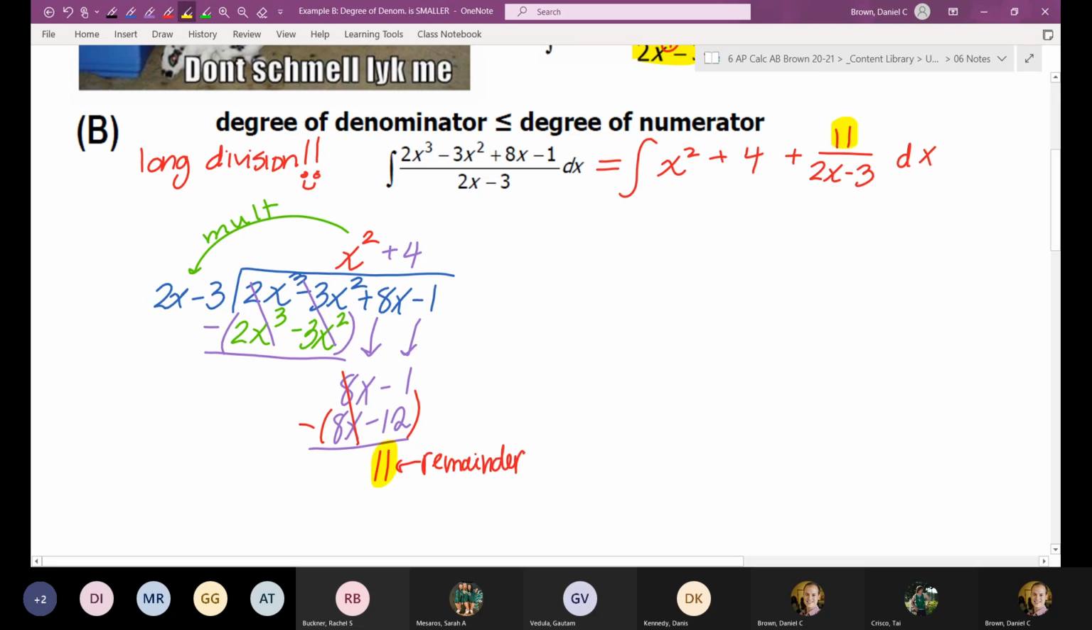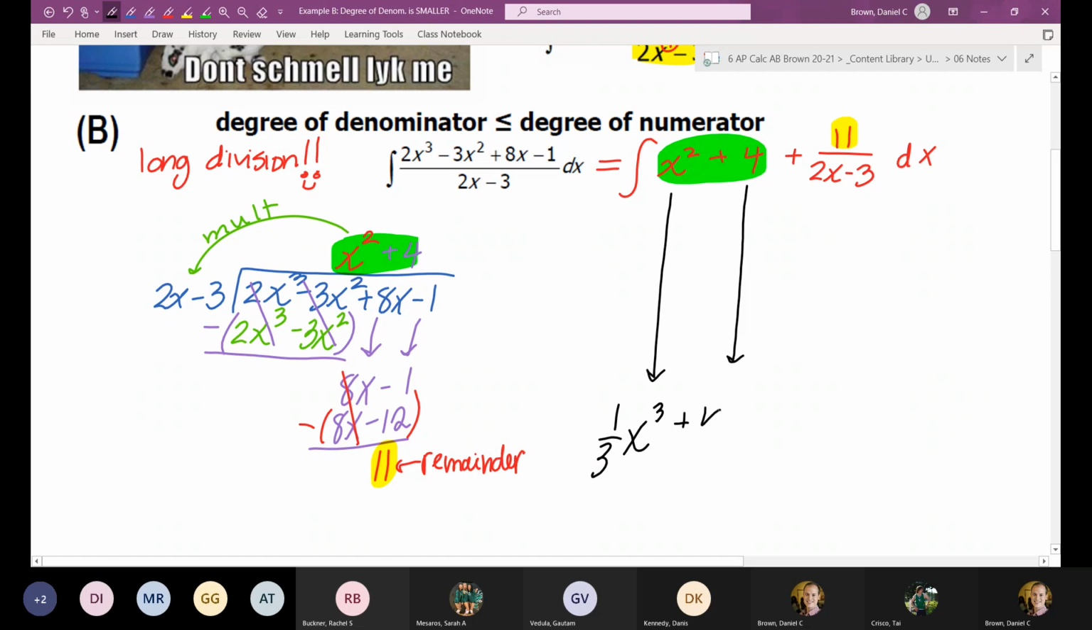So to kind of highlight and see where things are coming from. There you go. And then, similar to that other one, where we just integrated it term by term, we just want to integrate it term by term. Still want to be careful with u sub. These first two terms are pretty easy. The integral of x squared would be 1/3 x cubed. The integral of 4 would be 4x.